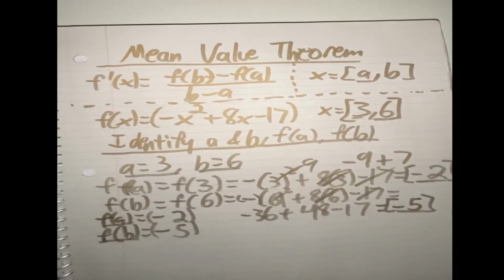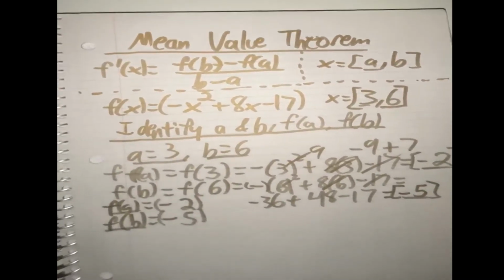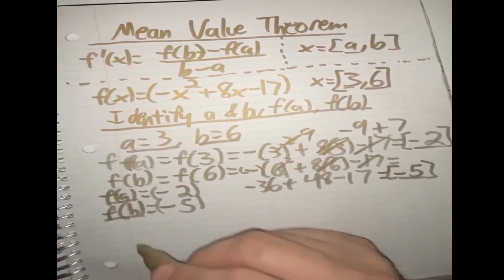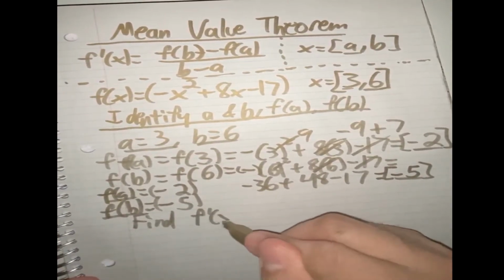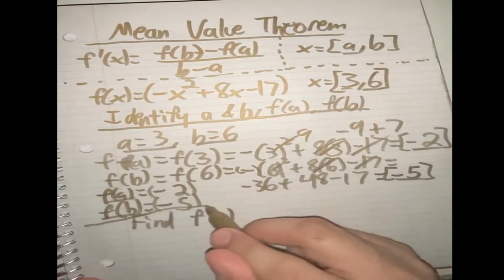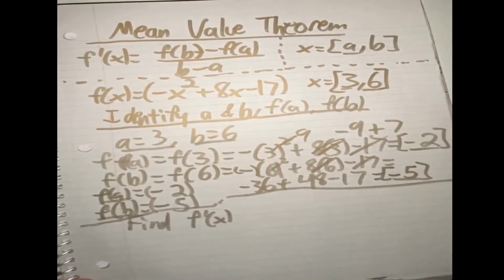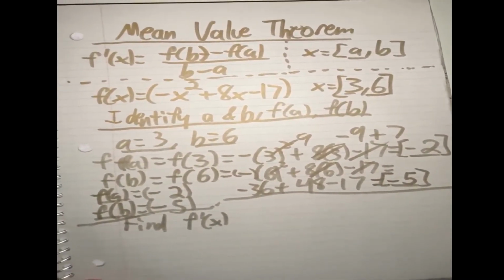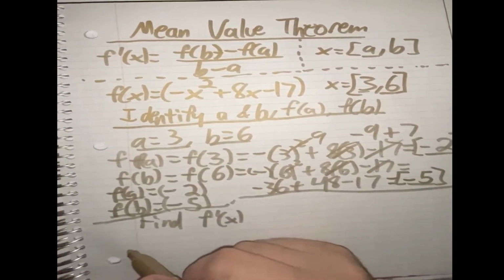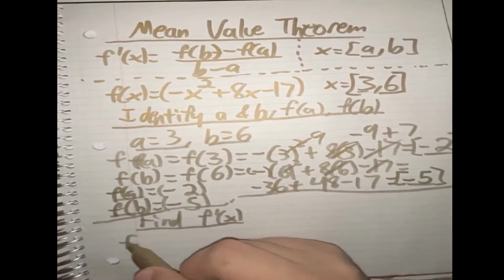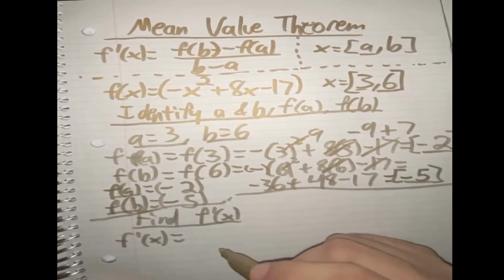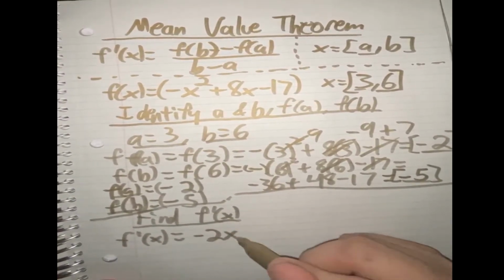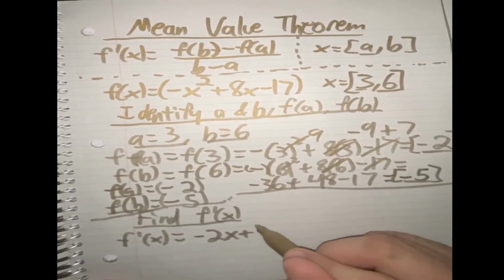So the next step would be to actually take the derivative. So we are going to find f prime of x. We are solving for f prime of x by taking the derivative of f of x. Just applying the regular old derivative properties, f prime of x is equal to negative 2x plus 8.